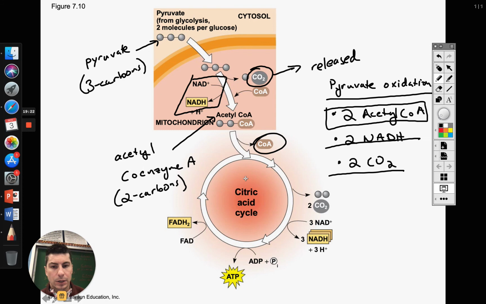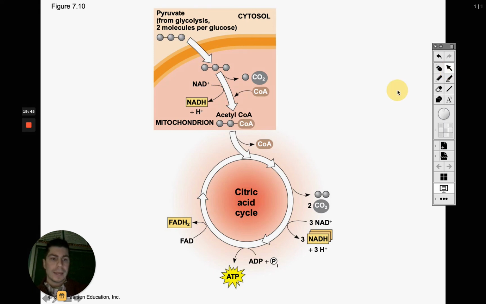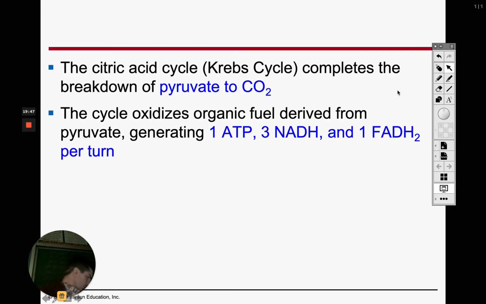So when that goes into the Krebs cycle, guys, each acetyl coenzyme A is going to go through once. So in reality, we're going to take 2 turns, 2 trips around the Krebs cycle, one for each acetyl coenzyme A.